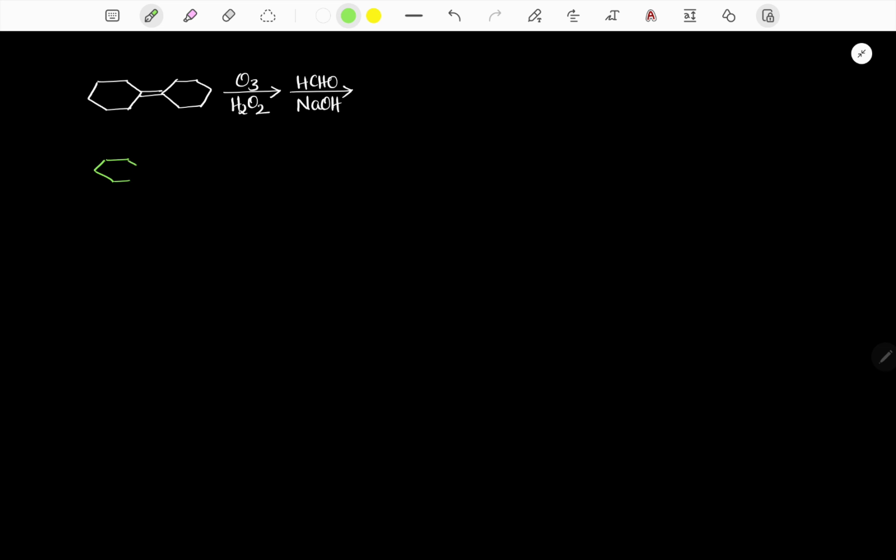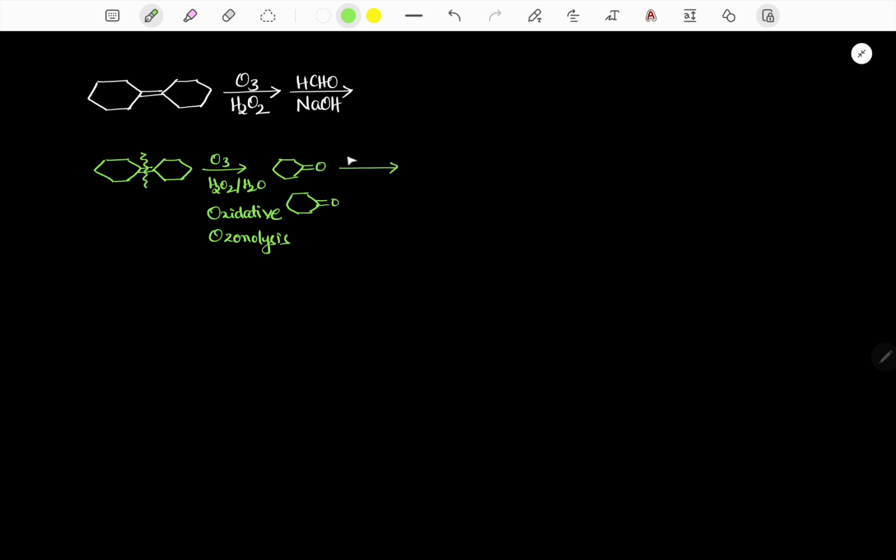The reactant has an alkene functional group. When the alkene is treated with ozone and H2O2, or we can also use simply H2O, this reaction is known as oxidative ozonolysis. In oxidative ozonolysis, we have to break the alkene and write the corresponding ketone. In this case, we get our corresponding ketone. Of course, both ketones are the same.